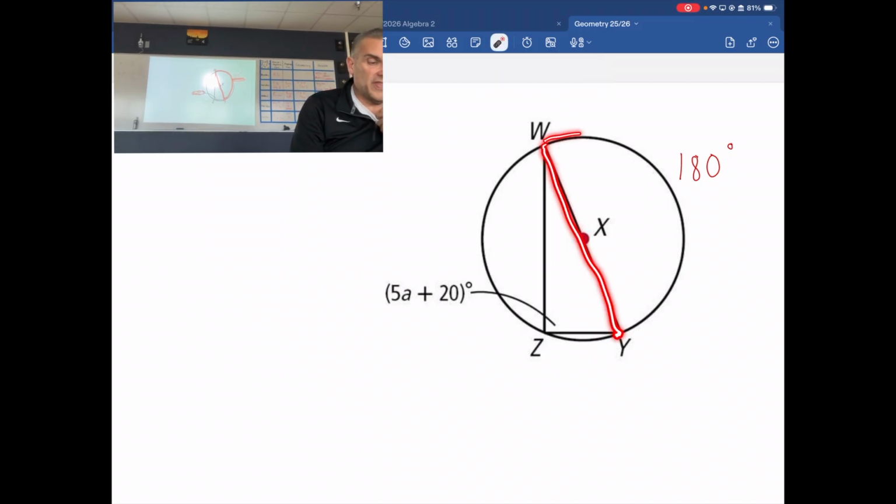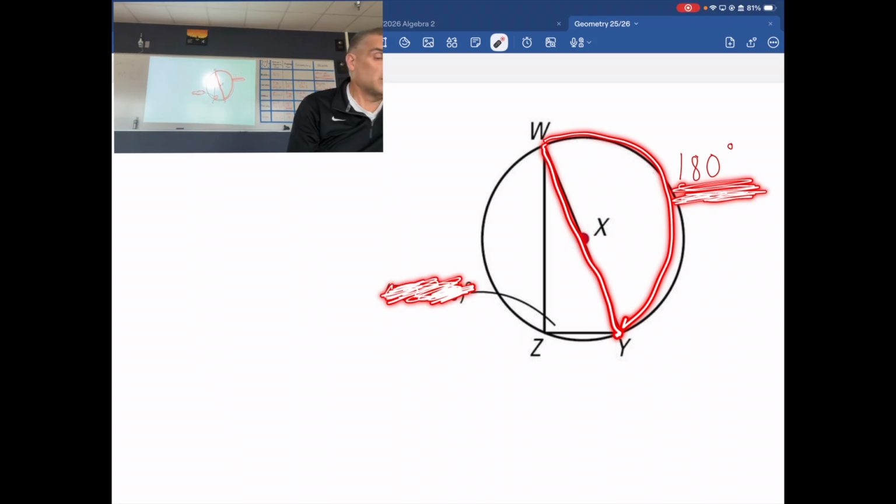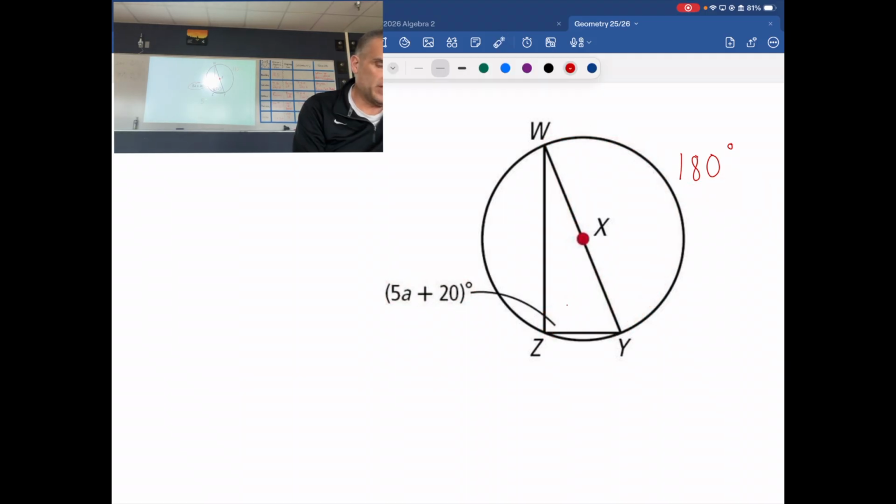If I know that that arc is 180, what's the measure of that angle have to be? It has to be 90 degrees. Because by our definition, the cone is half the ice cream. So now I know that this also has to equal 90. So this angle equals two things, 5a plus 20 and 90. So I can go ahead and say, okay, then 5a plus 20 has to equal 90.